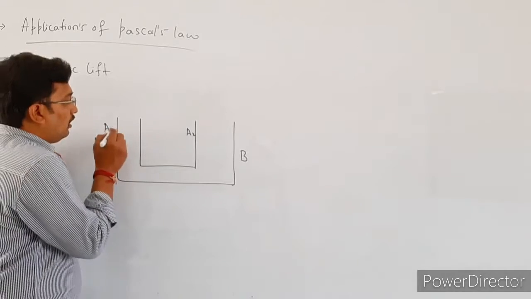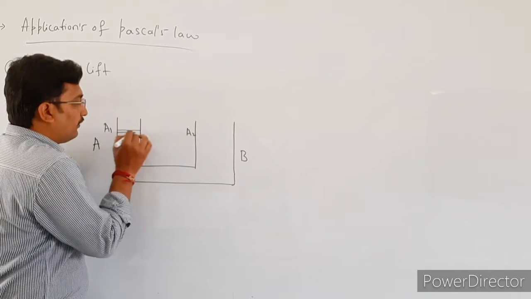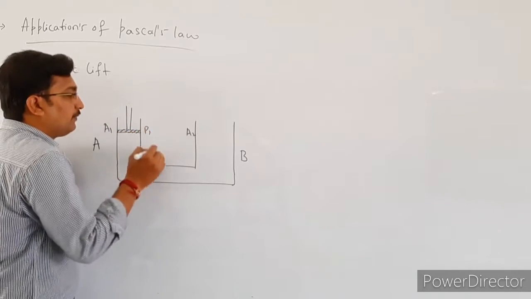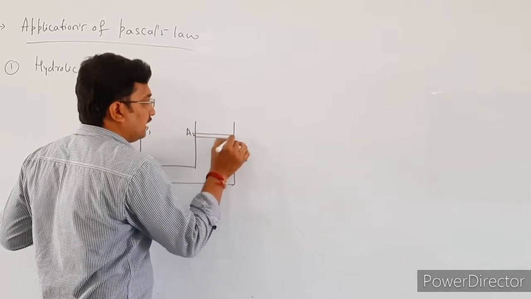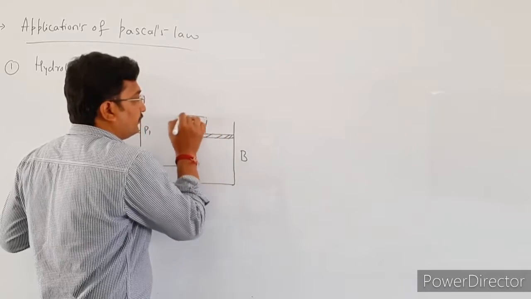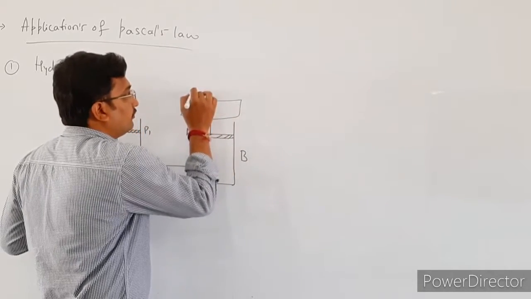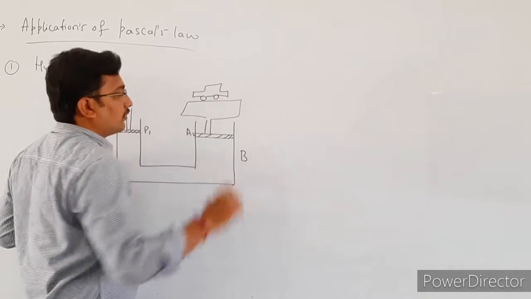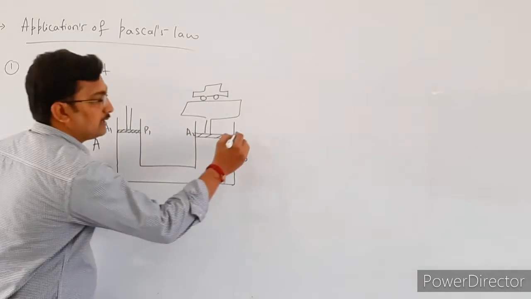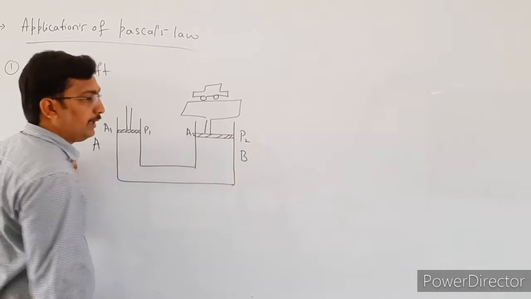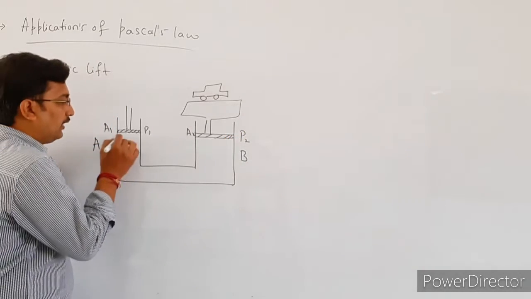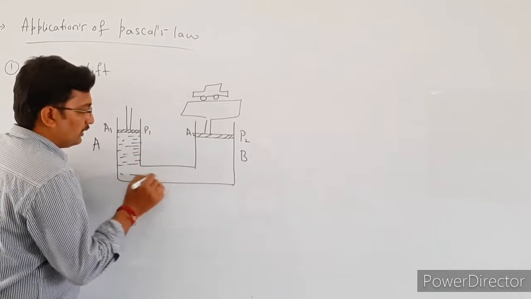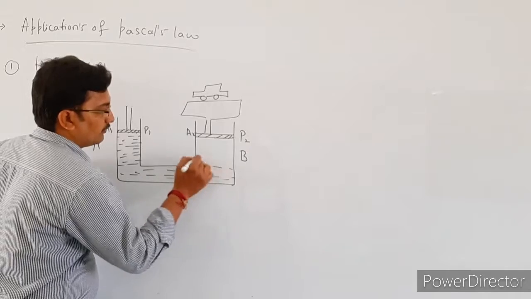After that, for these two cylinders we fit a frictionless piston each. So this is piston P1 and this is piston P2, right? Afterwards we fill these cylinders with some fluid.